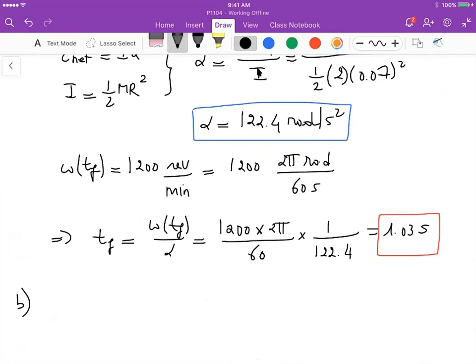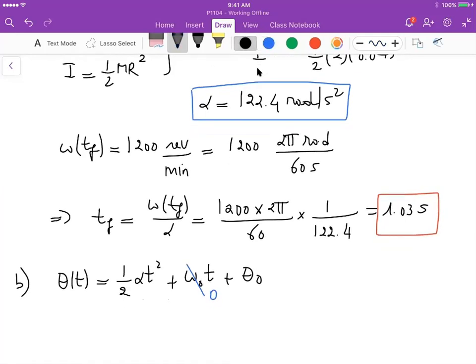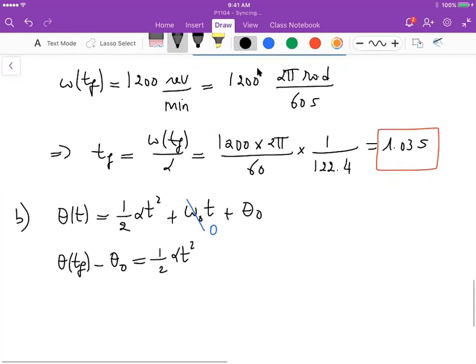Okay, so again here we already know the basic equation that we are going to use. We know from the kinematic equations that theta as a function of time is given by half alpha t squared plus omega 0 t plus theta 0, right? And we are looking for the delta theta. Now, omega 0 is equal to 0 because it starts from rest, and the delta theta we are looking for is theta t final minus theta 0. So it is just half times alpha times t squared, right? We now have everything.